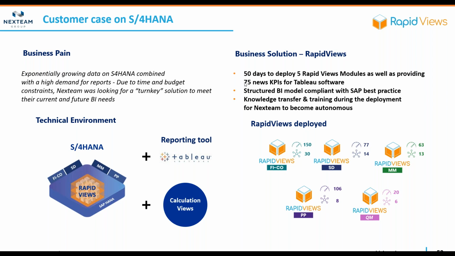It took us about 50 days to roll out these 5 RapidViews modules, so FICO, SD, MM, PP, and QM. Then we helped them also to rebuild their 75 KPIs, and it's a very happy customer, I will say, because in a very short period of time, they had all these KPIs up and running. They had this very strong semantic layer available through Tableau software, and everything in real time on S4 HANA.